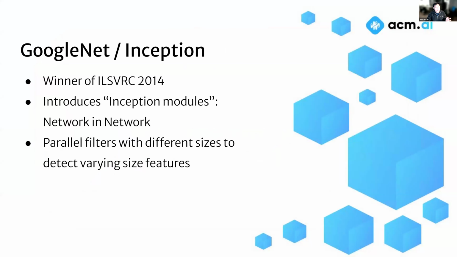So it is the winner of the 2014 ImageNet challenge, and it introduces Inception module networks, which is kind of like a network inside a network. And the main idea is that it has parallel filters with different sizes to detect varying size features.